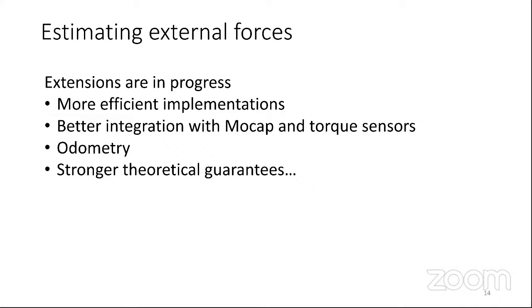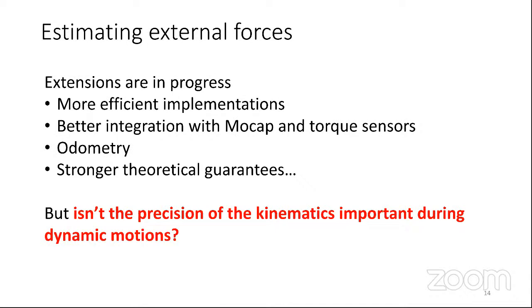But I think you would be right by saying that the precision is important. Actually, I'm not saying it's not important. Precision is important. And in the case of our observer, it relies a lot on the dynamic model. So if the model is wrong, the precision will be lower, and the modeling error will show up more in dynamic motions. So I think that's right.